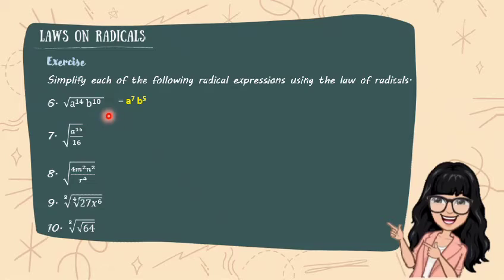If you want to get the square root of these expressions, then you need to get the square root of a raised to 14 and the square root of b raised to 10. Square root of a raised to 14 would be a raised to 14 divided by 2. You need to divide the exponent by the index. So 14 divided by 2 is 7, and square root of a raised to 14 is a raised to 7. Now, square root of b raised to 10. Again, divide the exponent by the index. 10 divided by 2 is 5. So square root of b raised to 10 is equal to b raised to 5. Our final answer then is a raised to 7 times b raised to 5, or a raised to 7 b raised to 5.